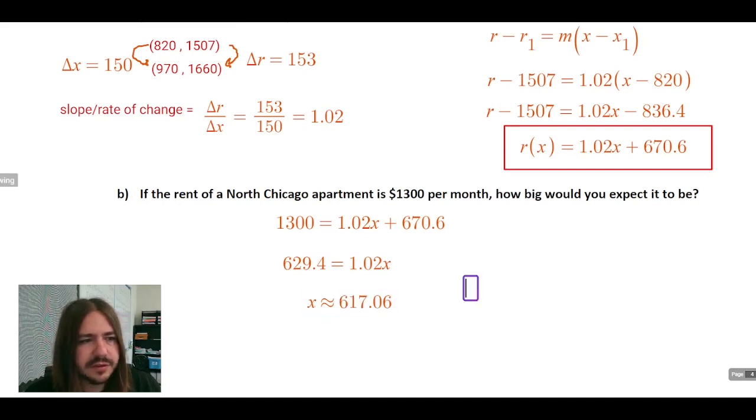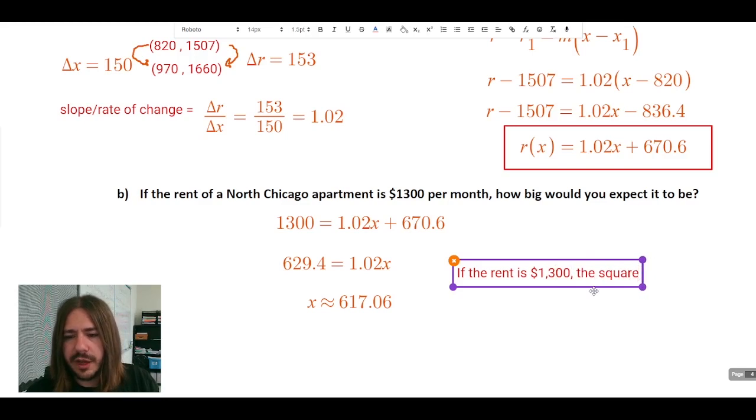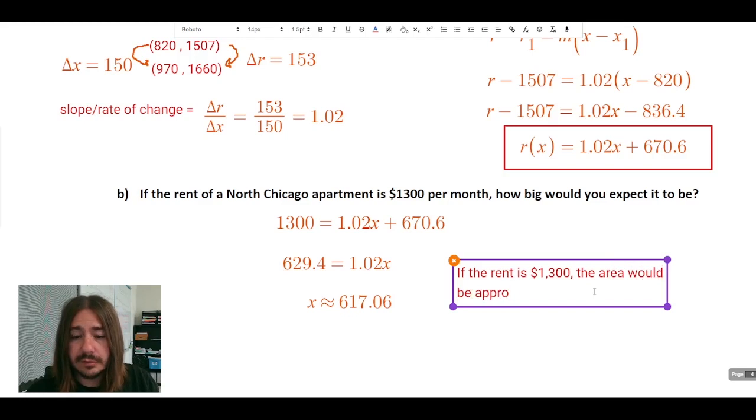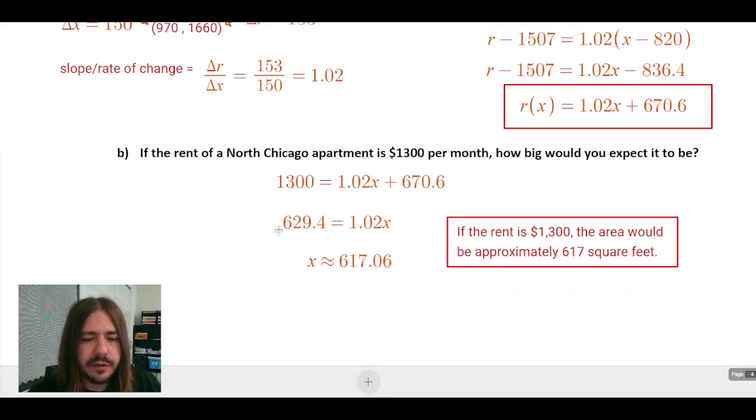Okay, so we're going to say that if the rent is $1,300, the area would be approximately 617 square feet. There you go. All right. So that's it.